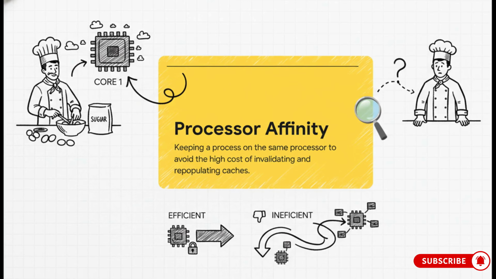Imagine Chef 1 starts making a complex cake. They've got the flour out, the eggs cracked, the sugar measured, all laid out on their personal workspace. That workspace is like a CPU's cache, super fast local memory with all the data it needs. Now, what happens if we suddenly move that cake over to Chef 2? Well, Chef 2 has to get all those ingredients out of the pantry all over again. It's really inefficient. This is why operating systems try to maintain what's called processor affinity. They try to keep a task running on the same CPU core it started on so it doesn't have to waste time reloading all that data into a new cache.